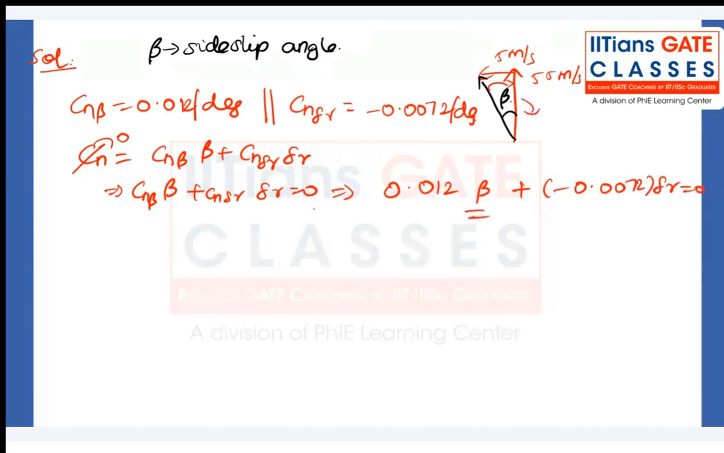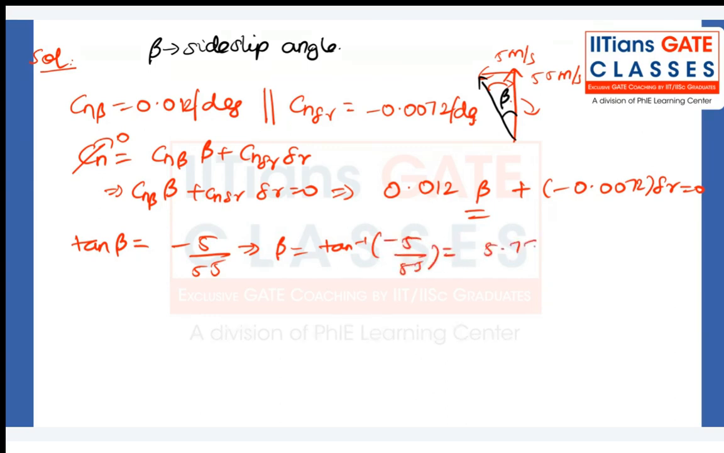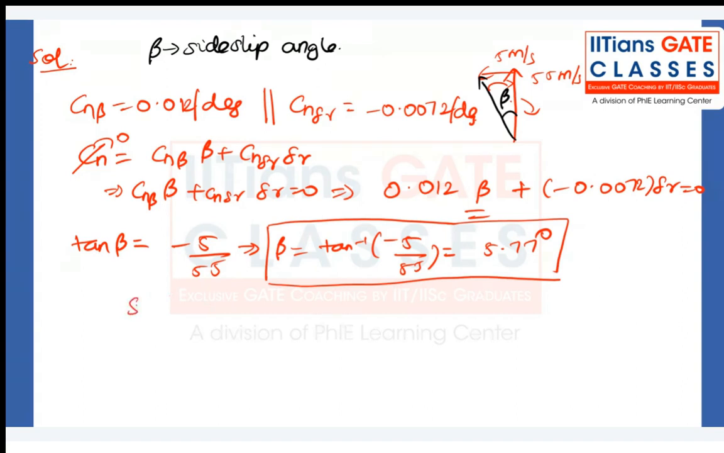So what is beta? From this I can get the beta value, right? So I can write tan beta as what? Because it is a second quadrant, so mind you, this is minus 5 by 55. Okay. Which means my beta is tan inverse of minus 5 by 55, which should give you a value of 5.77 degree. Okay, let's bracket that. Okay. So now, having done that, delta R will be easy to determine. Substitute beta in.